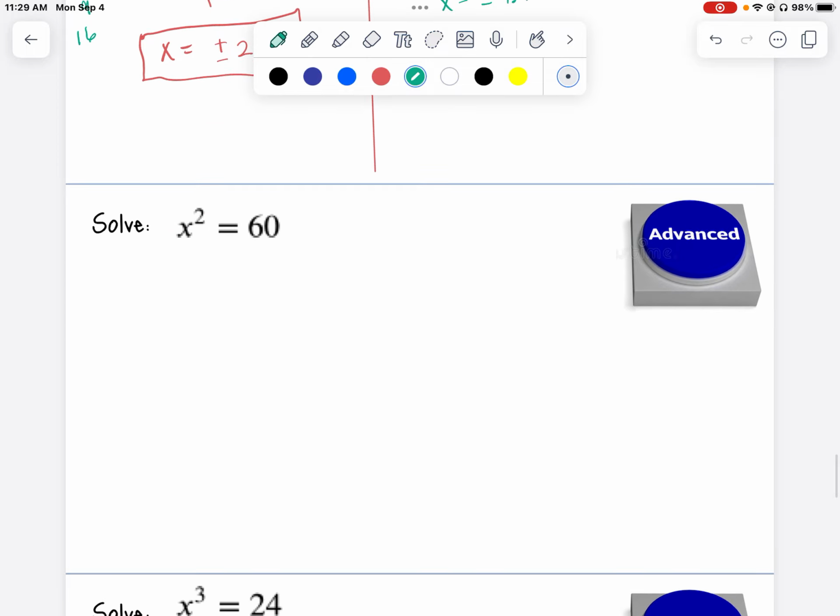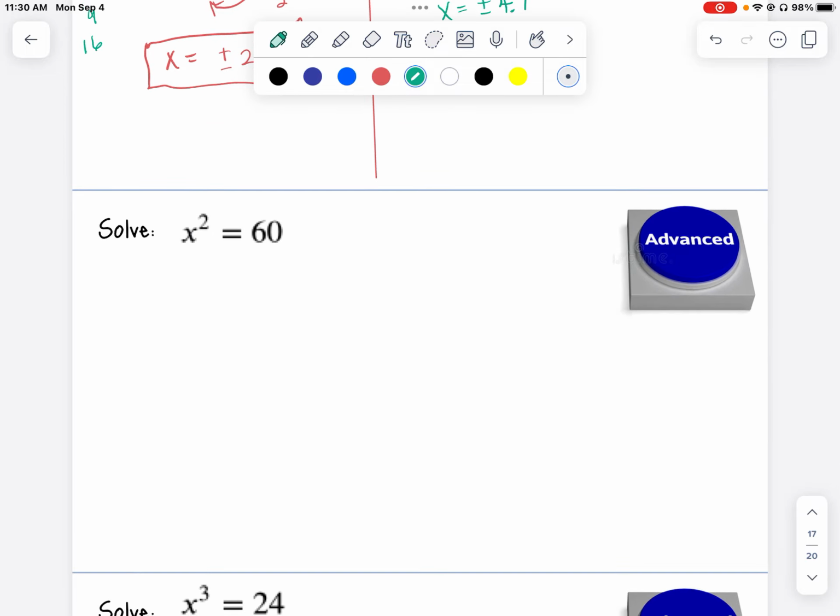Go ahead and pause and try this one. Remember, you're going to do it based on simplifying the radical, and we're going to do it based on estimate. All right, let's see how you guys did.